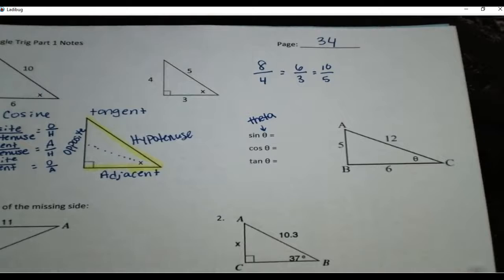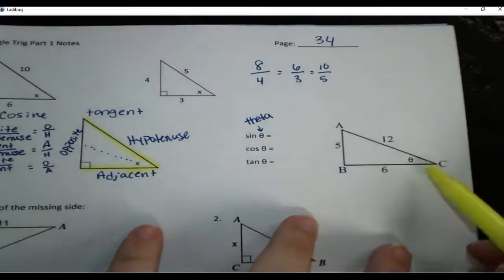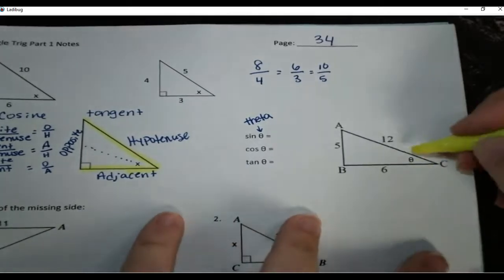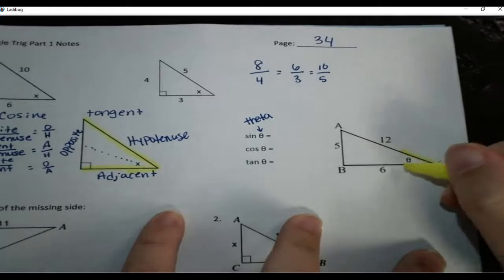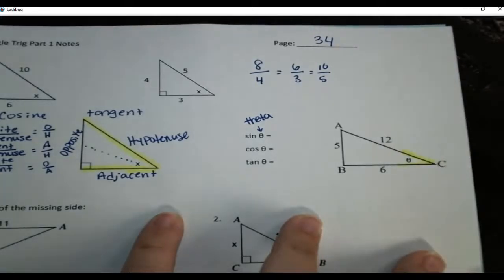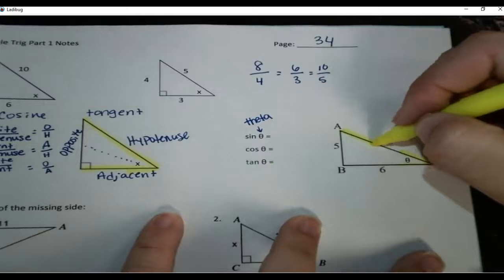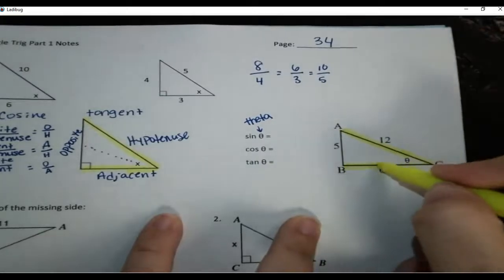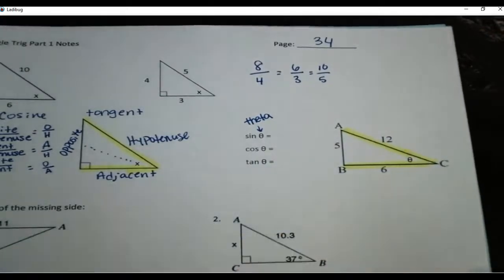So what we want to do is set up our ratios. So again, we're going to highlight our angle. In this one, we've got this theta right here. My theta is this and this, so those are my two sides that I'm highlighting. Never the right angle. We're just assuming that it is.